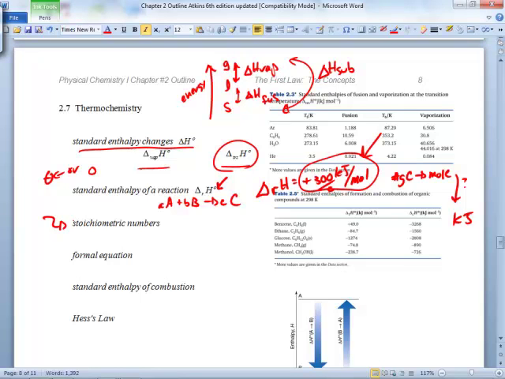Stoichiometric numbers. Those are just what? My little a, little b, little c. Okay. And they're going to come into play here in a little bit. Okay.